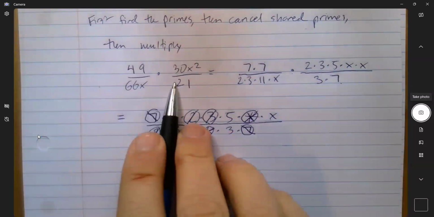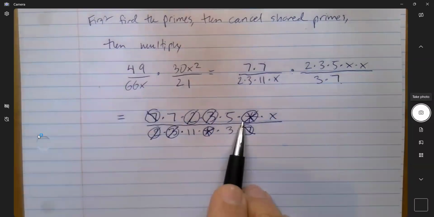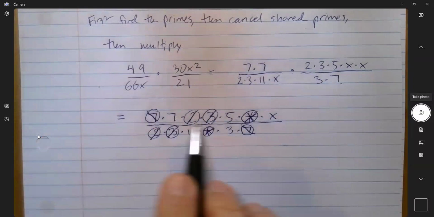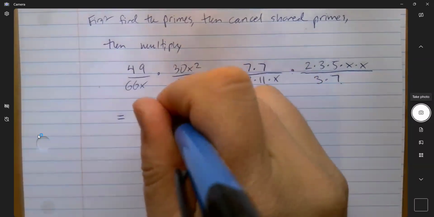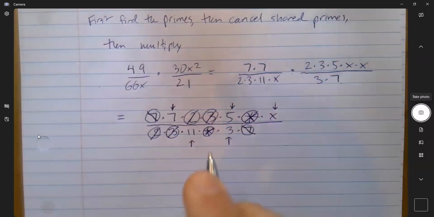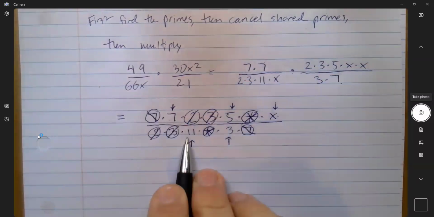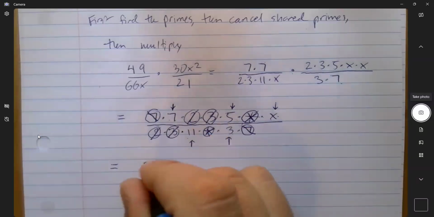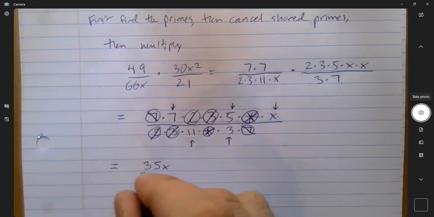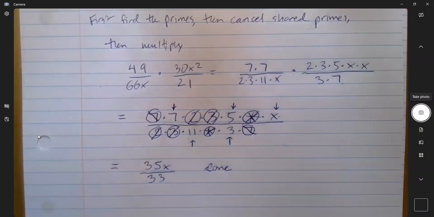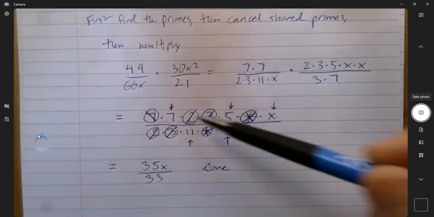What we've done is we've turned a multiplication into something that we did before. The previous three questions, this is what we focused on, canceling shared primes. So I turn this multiplication into a canceling of shared primes. And then I find the leftovers. There's a 7, a 5, and an x in the top, and an 11 and a 3 in the bottom. And now I do the multiplication. 7 times 5 is 35 times the x divided by 11 times 3, which is 33. And I'm done, and this is already reduced. There's no more reducing that I have to do because I already canceled all of the shared primes.